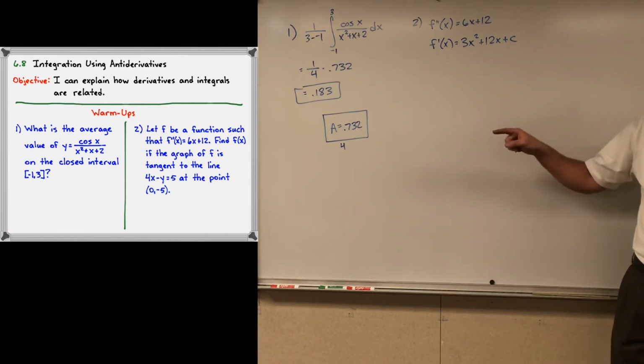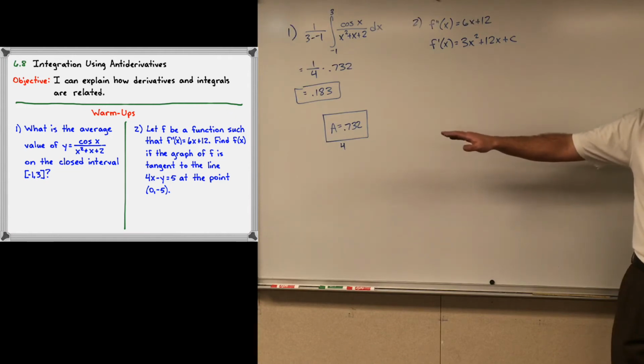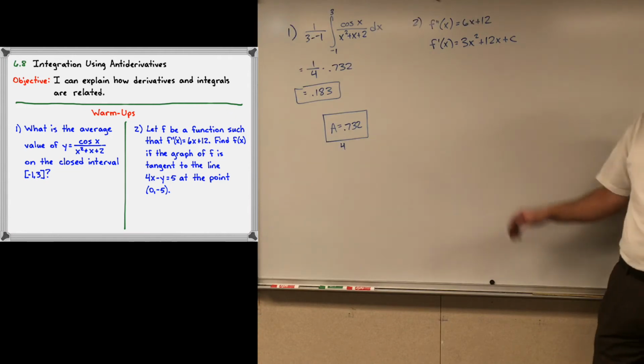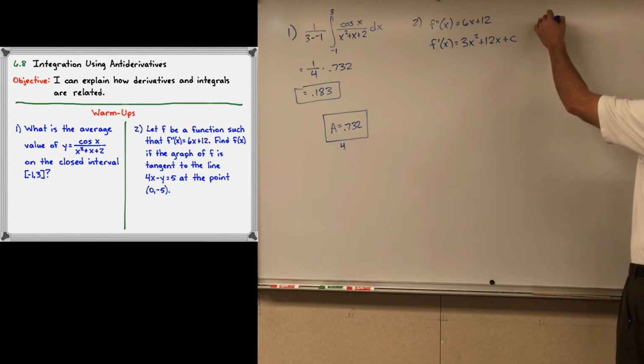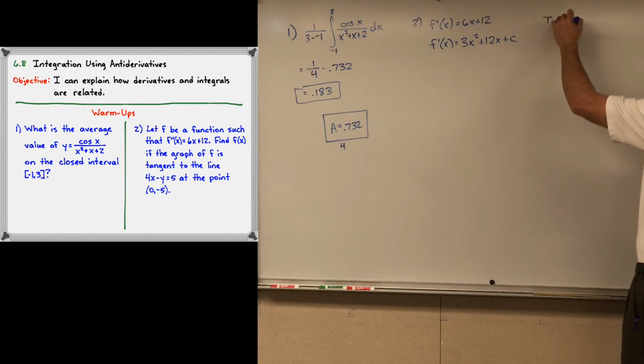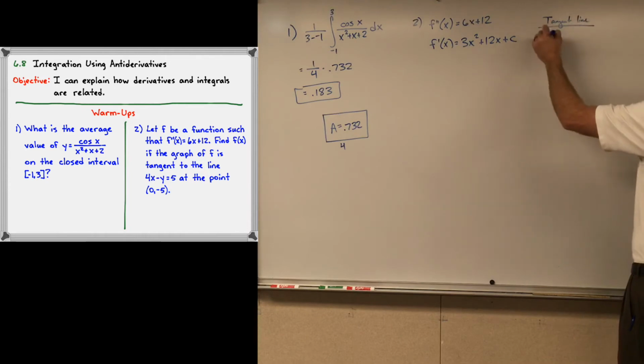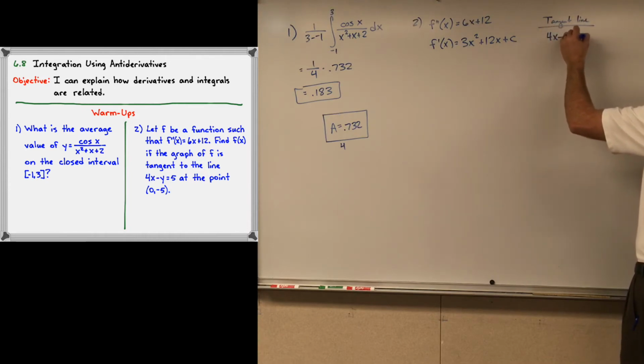The key part of this problem is the last statement. It says the tangent line is 4x minus y equals 5. So this is the tangent line. Tangent line. What is it? 4x minus y equals 5?